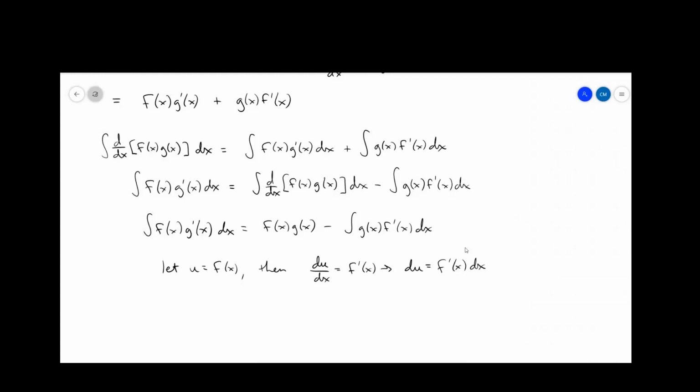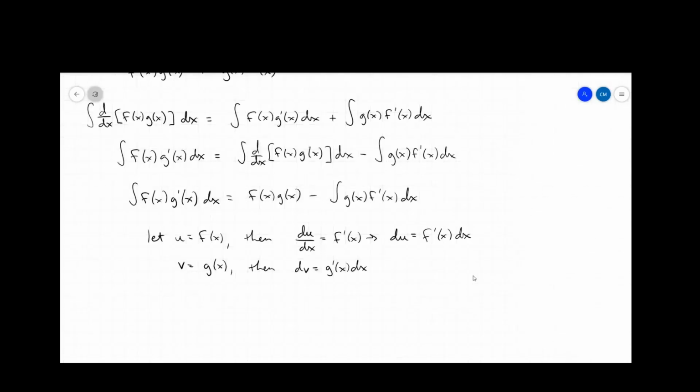We get that. And then if we let v be equal to g of x, then we get similarly dv is going to be equal to g prime of x dx. And so if we do that, what we'll see is that this formula here becomes what? Integral f of x we said was u, and then g prime of x dx, see what that is? That's dv, right?